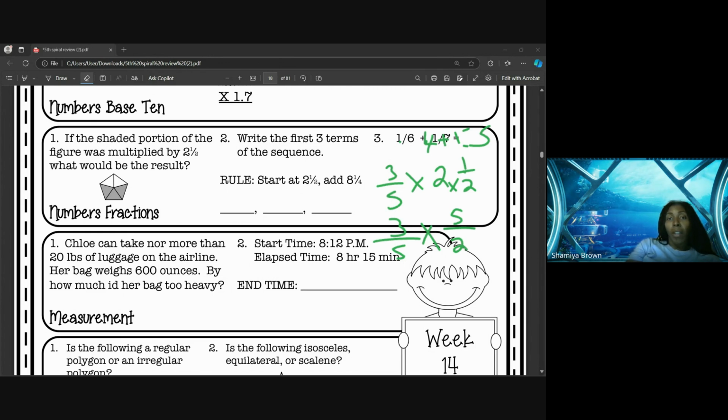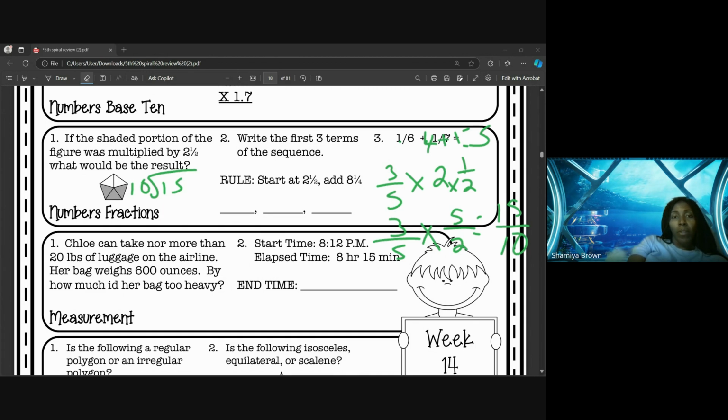So now that I have it like that, I can just multiply straight across. 3 times 5 will give me 15. 5 times 2 will give me 10. So I know you can't hardly see that. I have 15 over 10. 15 out of 10. So I need to divide this to turn it back into a proper whole number or proper fraction. So I need to divide 15 by 10.